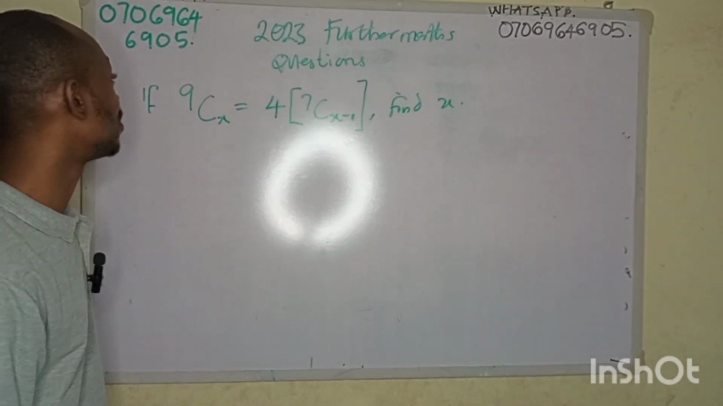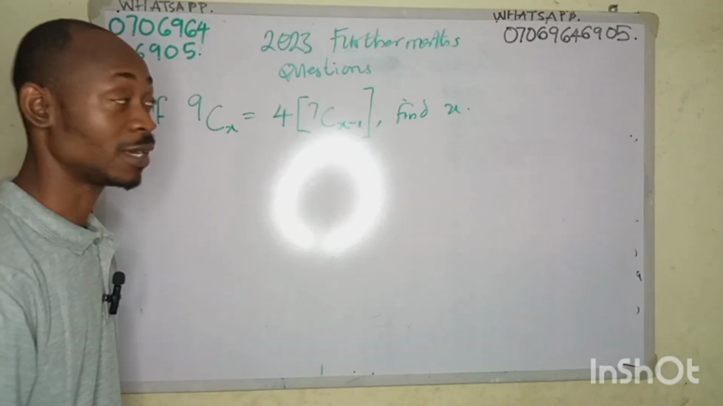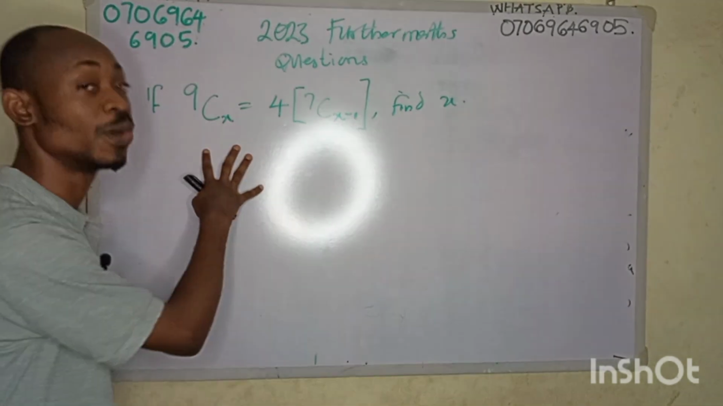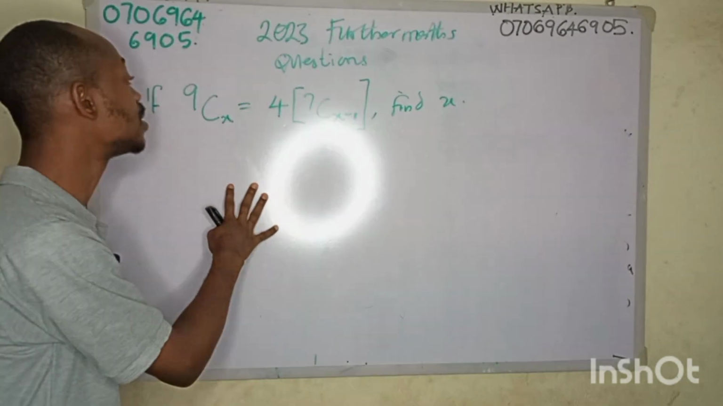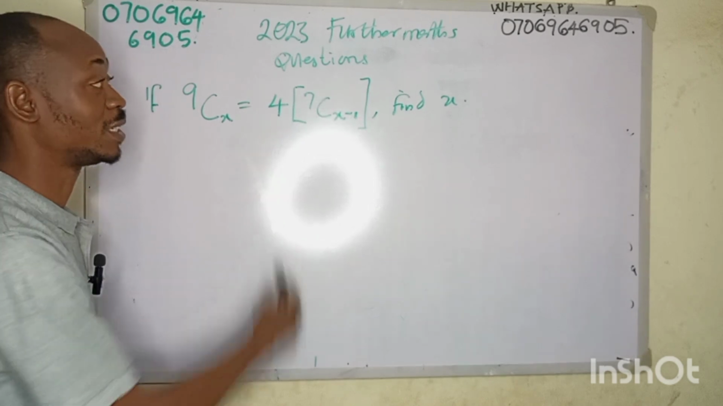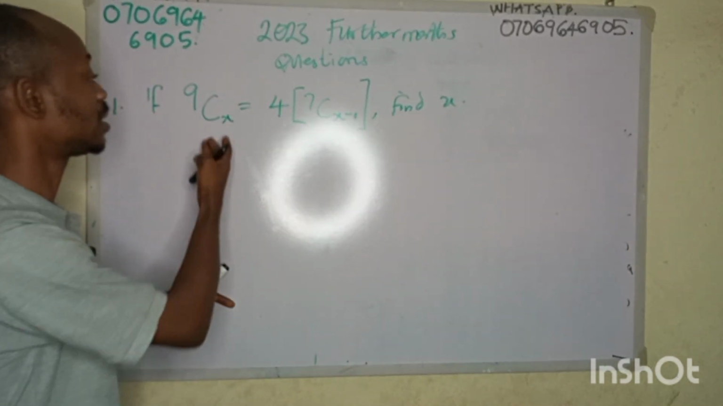So today we are treating the number one question in 2023 further maths last question. That was last 2 years, and this question is on combination. By the way, combination and permutation questions always come out every year, so you want to pay attention to this. This is actually combination.